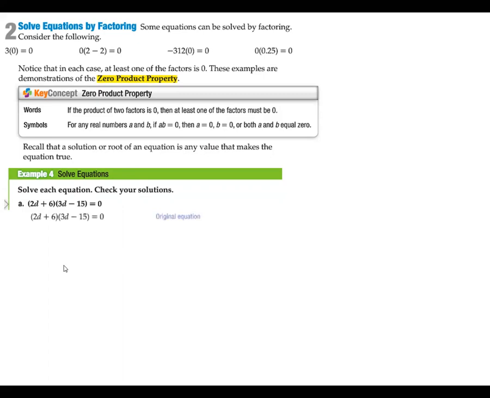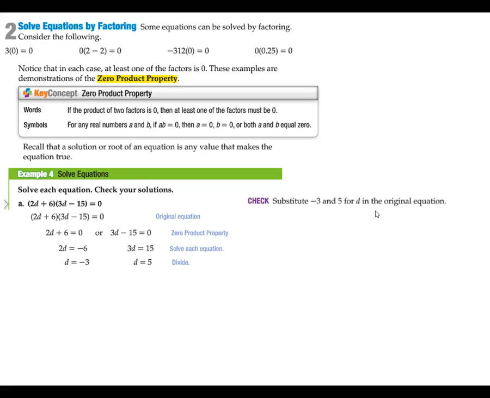You set the equation equal to 0. So each factor you set equal to 0. And then you solve each one. So this one you add 6, this one you subtract 6, this one you add 15. Divide by 2 here, divide by 3. And the solutions are d equals negative 3 and d equals 5.